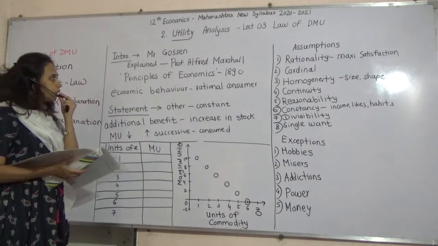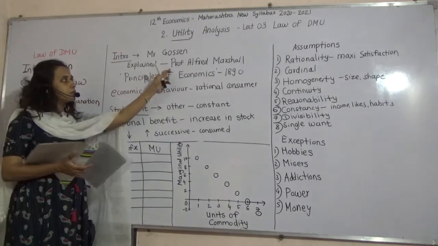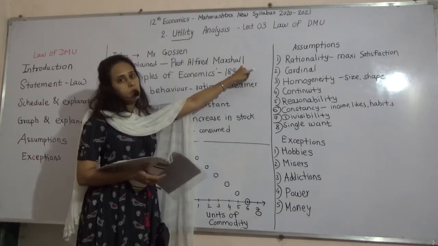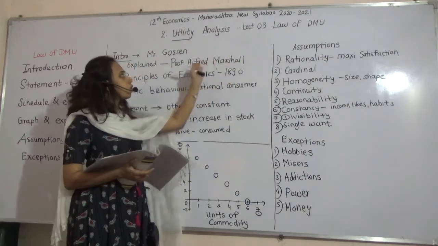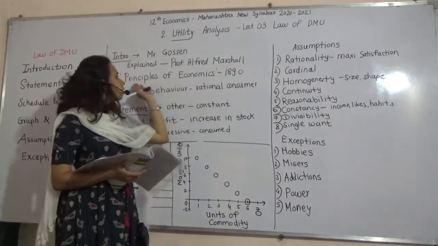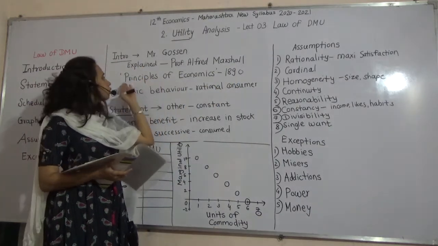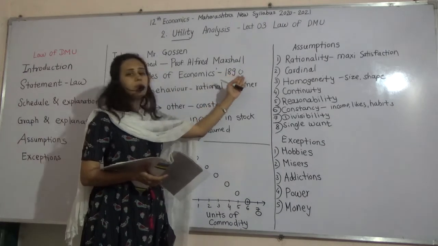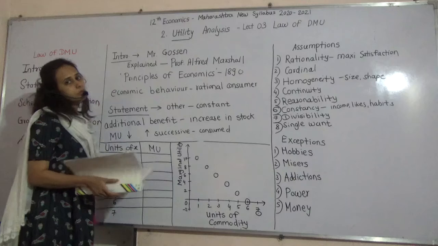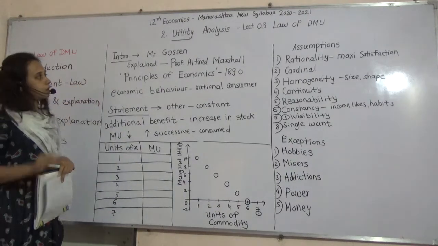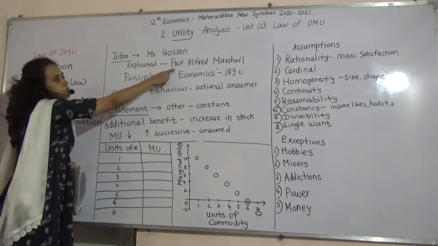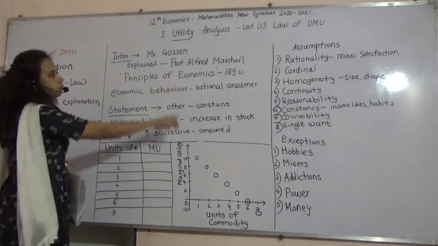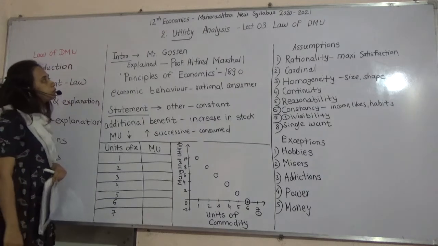And this has been explained further by Professor Alfred Marshall. Remember this economist's name in your textbook for microeconomics. His contribution is more. You have to remember his book also. His book is Principles of Economics, published in 1890. For the introduction part, in maximum answers you have to give this reference, that is Professor Alfred Marshall. His famous book is Principles of Economics, which was published in 1890.